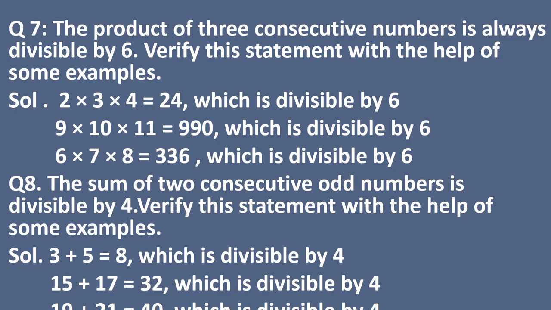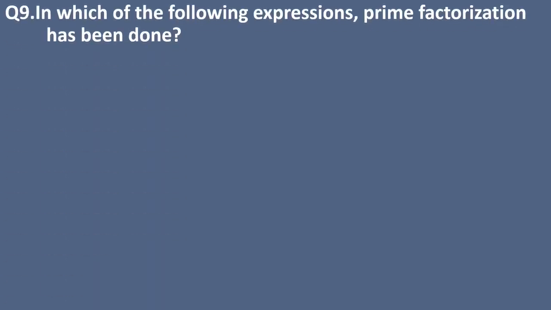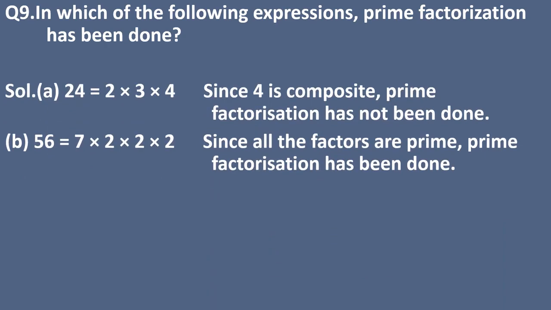Now see question number 9. In which of the following expressions has prime factorization been done? Okay, see the prime factorization of 24, it is given. 2 multiplied by 3 multiplied by 4. Since 4 is a composite number, it is not a prime number. So prime factorization has not been done. As I told you, in prime factorization we have to take all the prime numbers only. We will not take any composite number. Okay? In this way you can check all the parts.